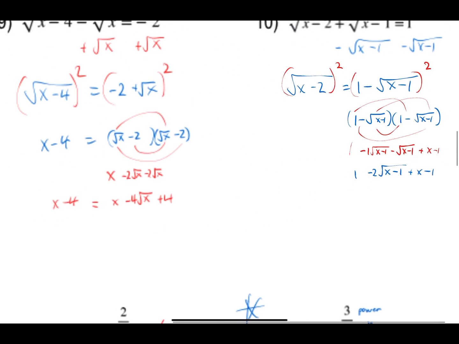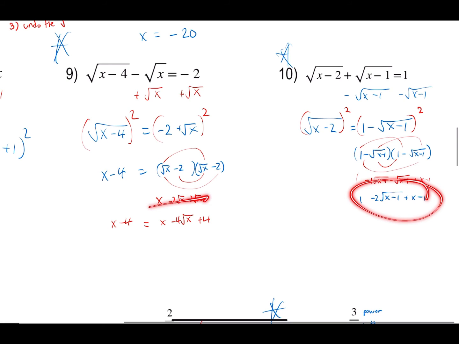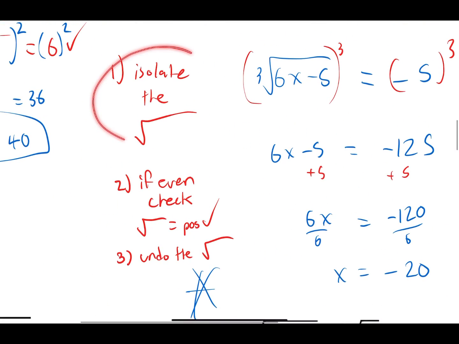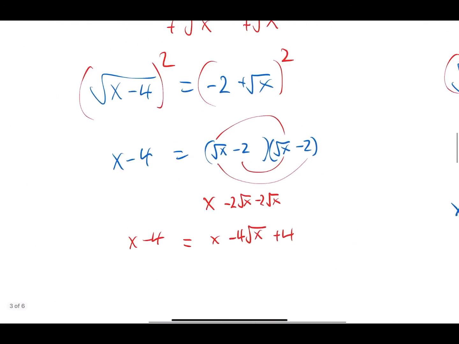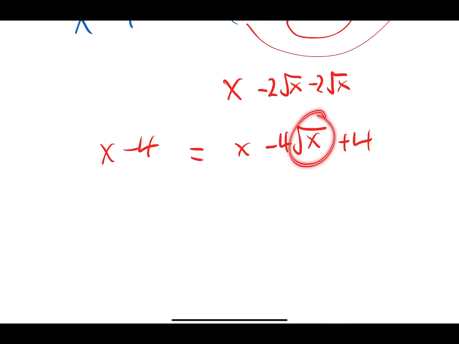Okay. And now these two problems have essentially turned into the same kind of problem, which is that we have a brand new radical, all isolated: the square root of x in number 9 and the square root of x minus 1 in number 10. Go back to step 1 of any problem, which is isolate the radical. So on number 9, get the square root of x by itself.